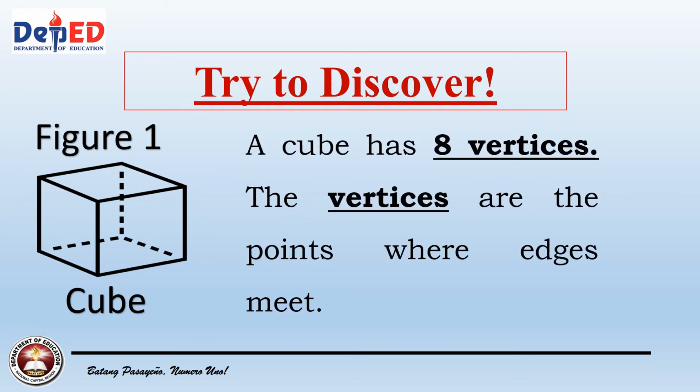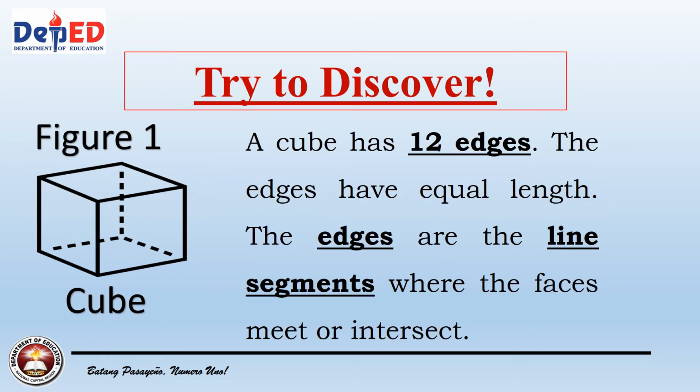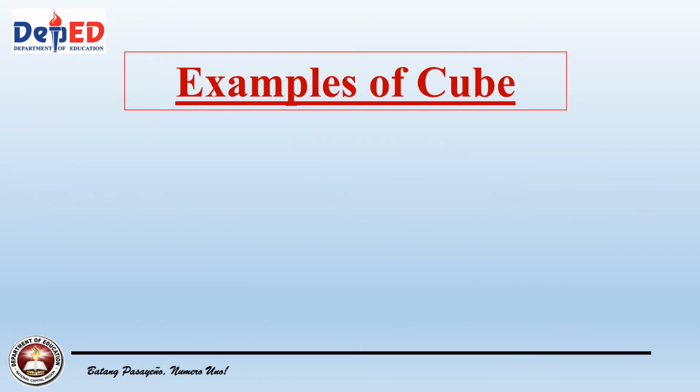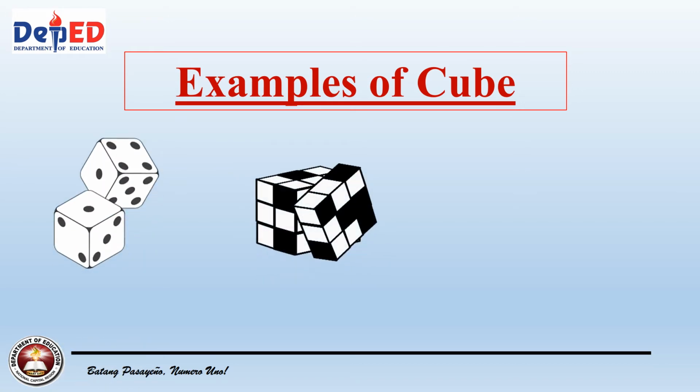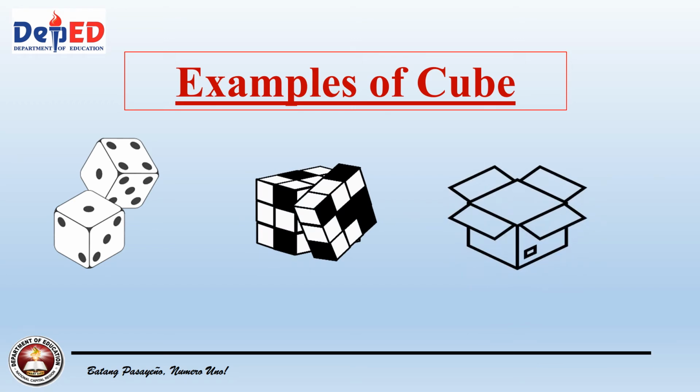A cube has 8 vertices. The vertices are the points where edges meet. A cube has 12 edges. The edges have equal length. The edges are the line segments where the faces meet or intersect. Rolling dice, a Rubik's Cube, and a delivery box are some examples of a cube.